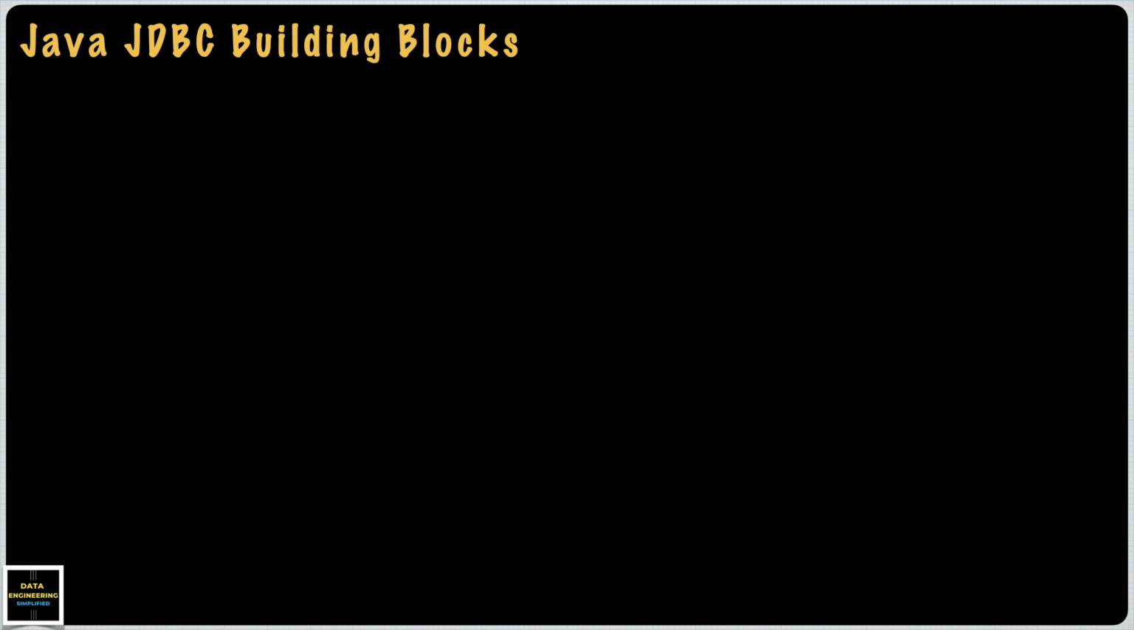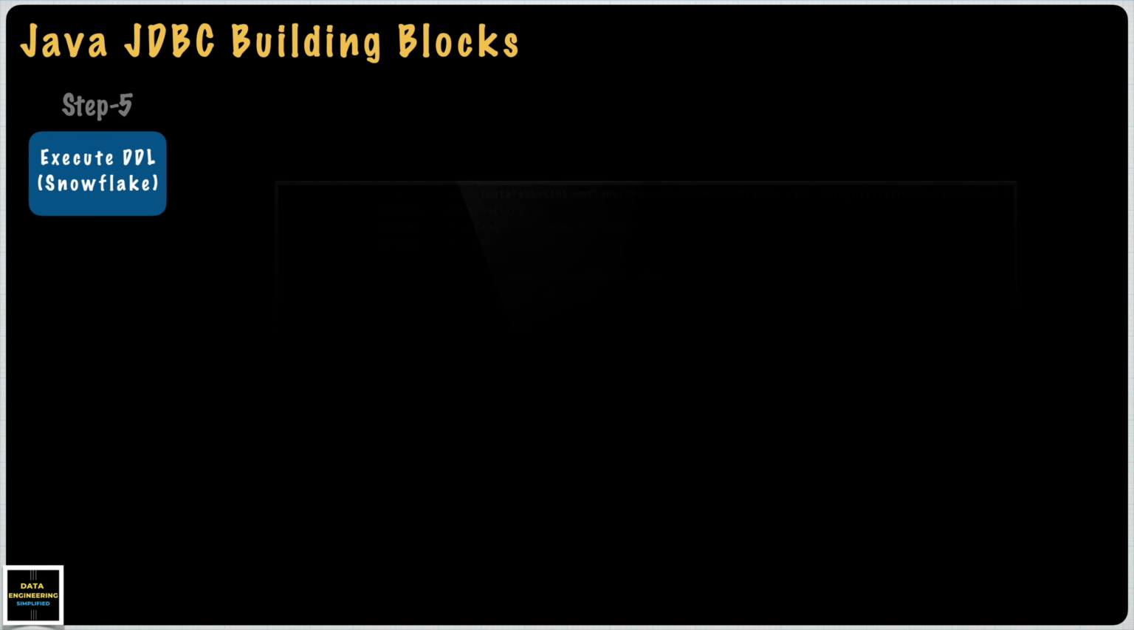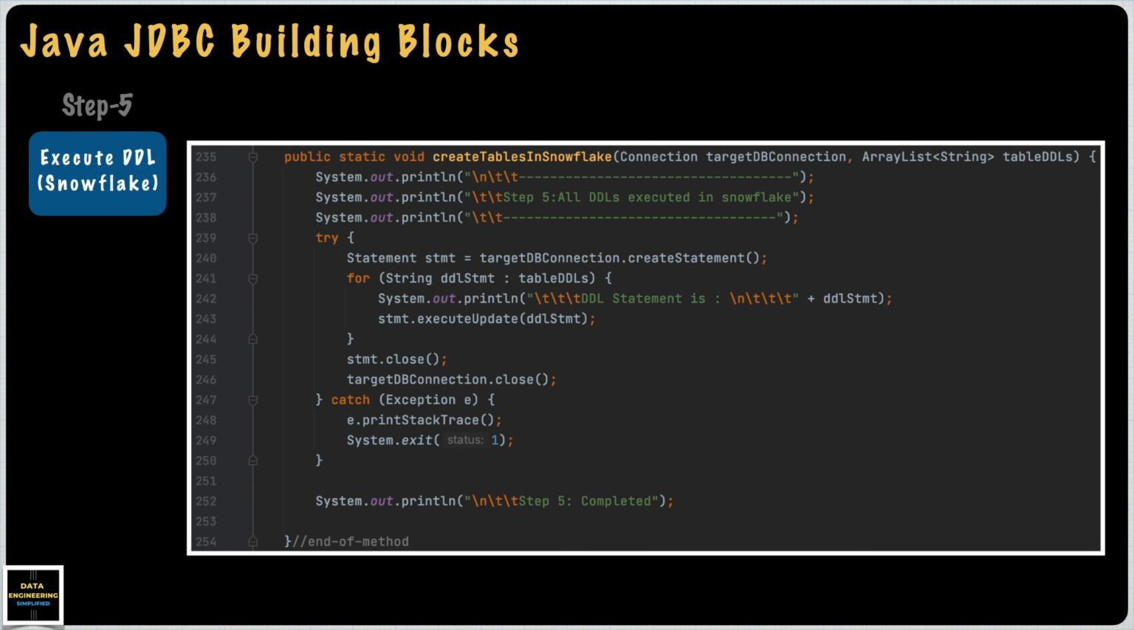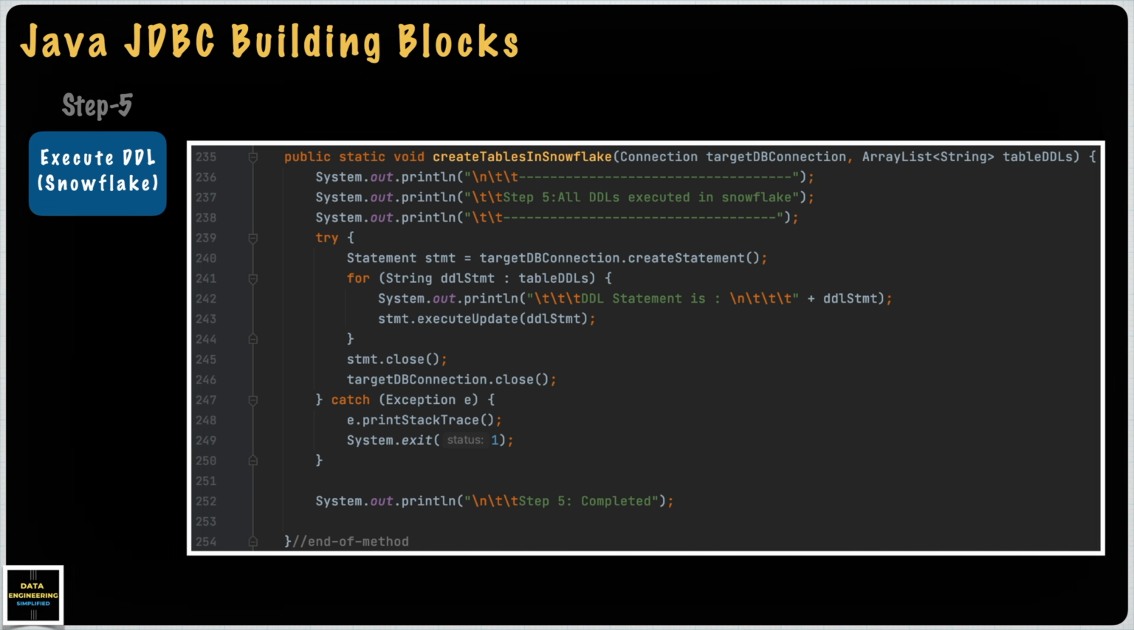So we have completed from step 1 to step 4, where we have interacted with the Postgres database. Now step 5 will create the table and then insert the data through step 6. The method name says create table in Snowflake. Line number 241 will create a for loop, and for each of the tables, the DDL statement will be created through line number 243. And this is a very simple method. Once our table creation is done, we will close the statement as well as the connection.